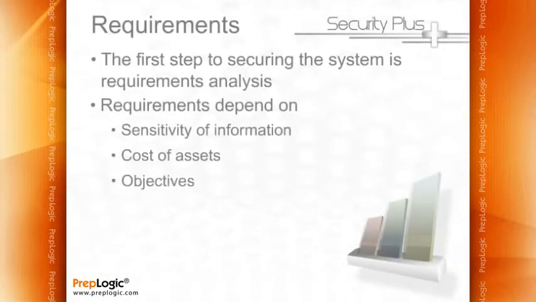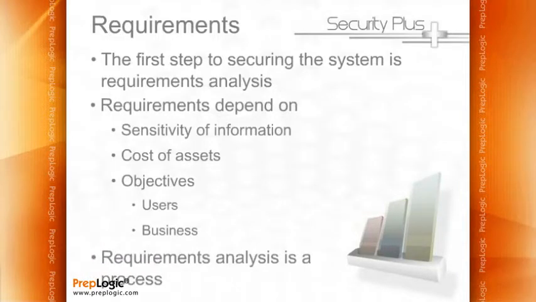Next, we need to consider the objectives. We have objectives that we have to look at really from two different perspectives. So we want to make sure we consider the users and the business objectives. Then we need to remember that requirements analysis is really a process. This isn't something you're going to go in and do and then just be done with it. But it's a repeated process. We go back and look at the requirements on a regular basis to make sure we're actually still meeting the demands of the organization, because demands do change.